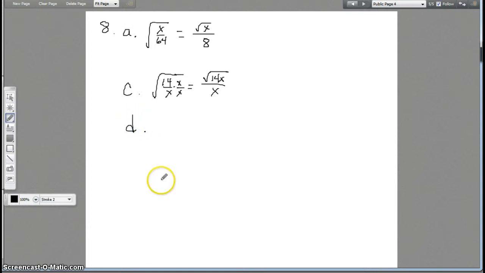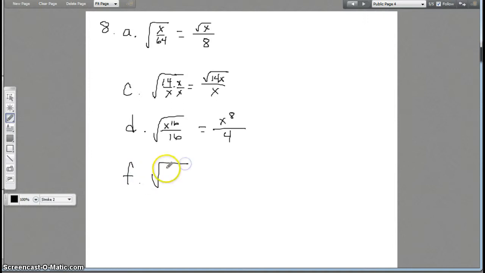Okay, so number 8, part D, we have the square root of x to the 16th over 16. The square root of x to the 16th is x to the 8th, because remember, square root is a half power. Half of 16 is 8. And the square root of 16 is 4. So we have x to the 8th over 4. And now we're going to look at part F.